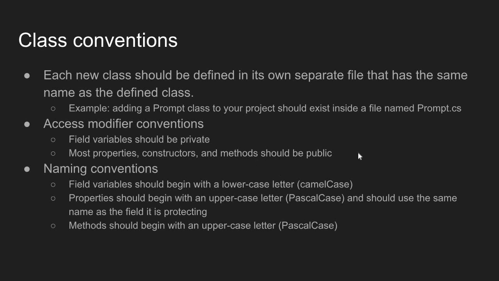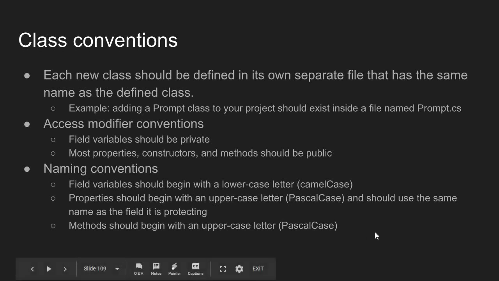As far as naming conventions go, field variables should begin with a lowercase letter. All variables in C# really should begin with a lowercase letter. When we declare a property, properties should be named starting with an uppercase letter, and typically properties share the same name as the field variable they are protecting. We will get into this later. Methods should also begin with an uppercase letter. So when we are naming our data members in C#, field variables should be lowercase. Everything else we name should probably be uppercase.